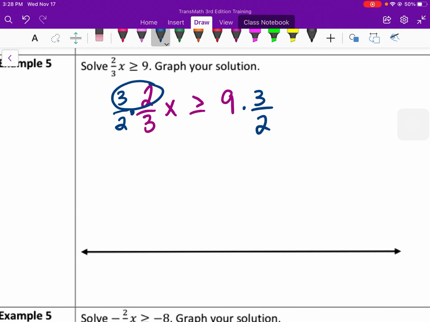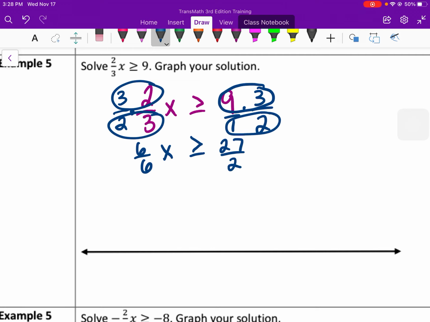Here we're going to get top times top, so 6, over bottom times bottom, 6x. We didn't multiply by a negative, so we're going to keep our inequality sign greater than or equal to. To multiply a whole number by a fraction, we put the whole number over 1. Then we multiply across the top. 9 times 3 is 27, and then 1 times 2 is 2. Then we can simplify these fractions. 6 divided by 6 is 1, so we just get x greater than or equal to.